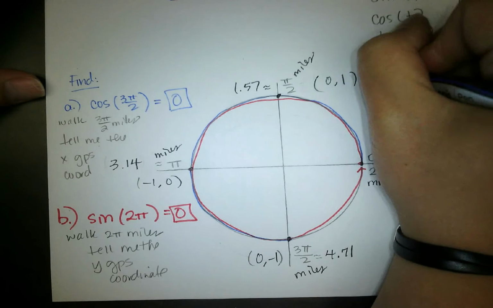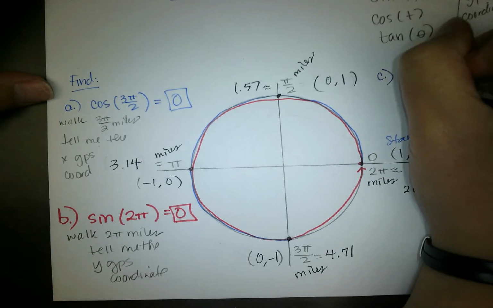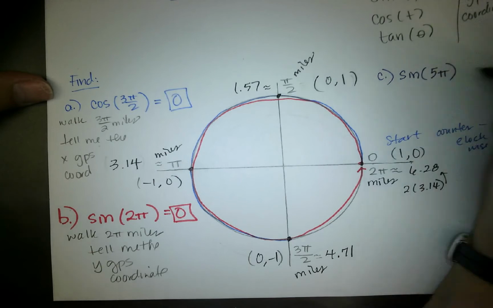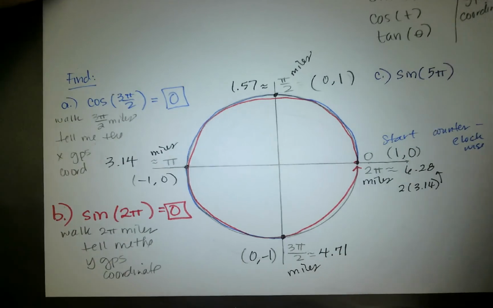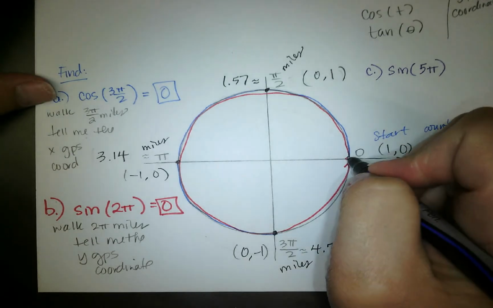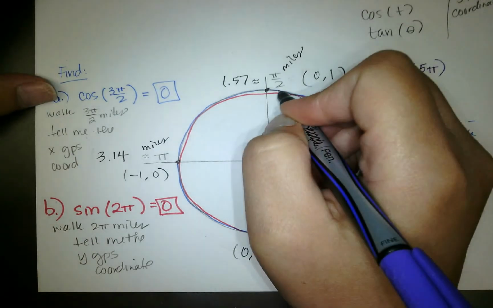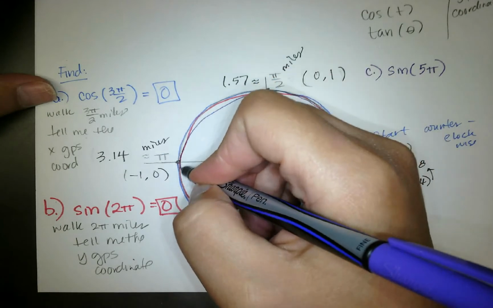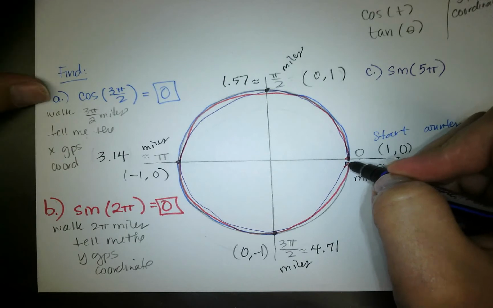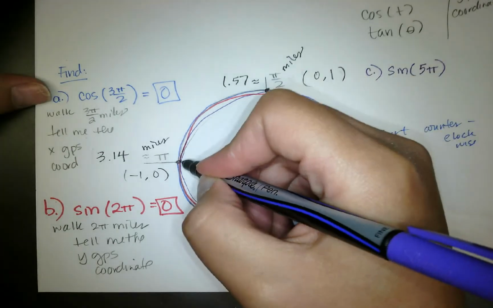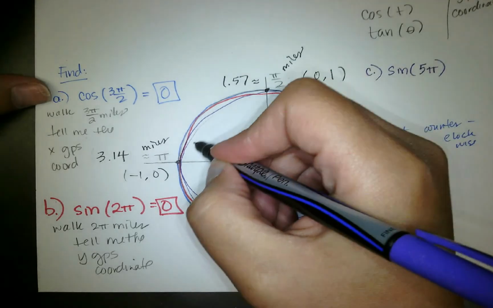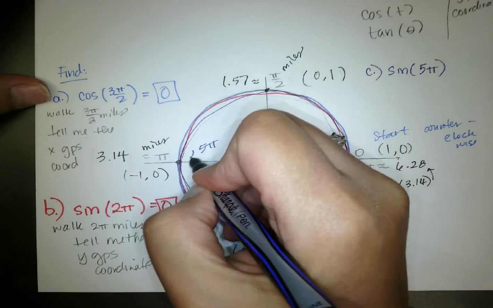Right. Let's do another one on this guy. So if I said C, sine of 5 pi. What if I wanted to go 5 pi miles? Alright, I'm getting some energy. So again, I start here, and I walked 5 pi miles. So 1 pi, 2 pi, so I gotta do more than one lap. 3 pi, 4 pi, 5 pi. This is 5 pi miles.